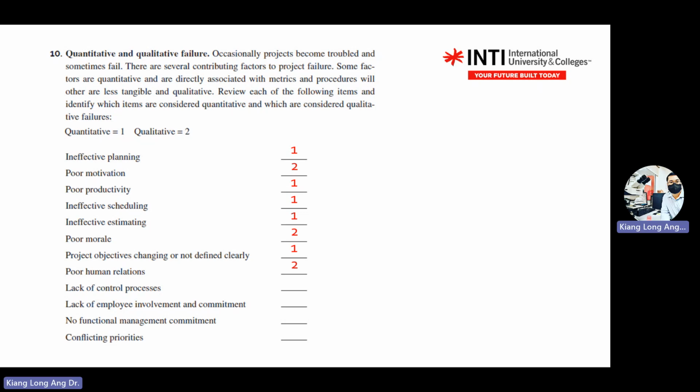Okay, lack of control processes. This one is quantitative. Process 1, process 2, process 3, you can measure. Lack of employee involvement and commitment. The word commitment, can you measure or not? Cannot. So here, you go home 9 to 5. Does it mean you are very committed? Or if you stay late until 10 p.m., does it mean you're very committed? No. Okay. No functional manager commitment. This one also qualitative. Conflicting priorities, this one also qualitative. Priorities is very subjective.